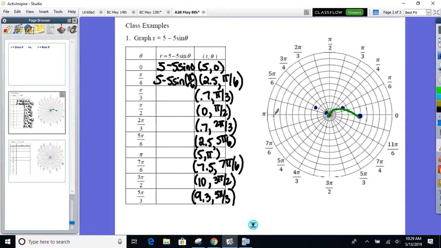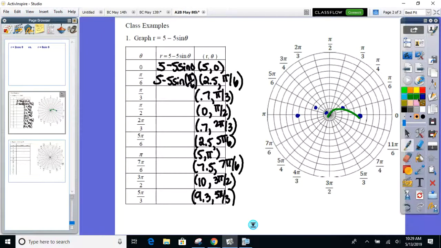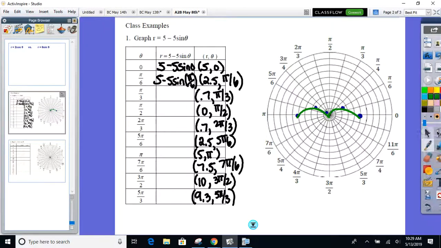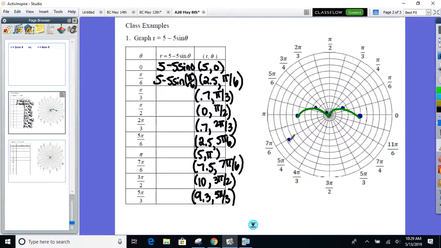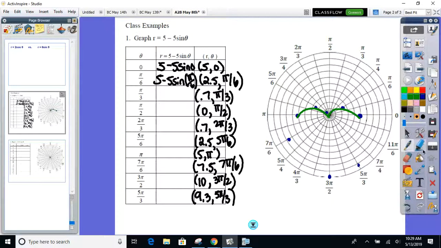5 pi. What's after pi? 7 pi over 6. We got to 7.5. Look at you. 6, 7.5. 10, 3 pi over 2. 9.3, 5 pi over 3. There it is. Finish that bad boy off.